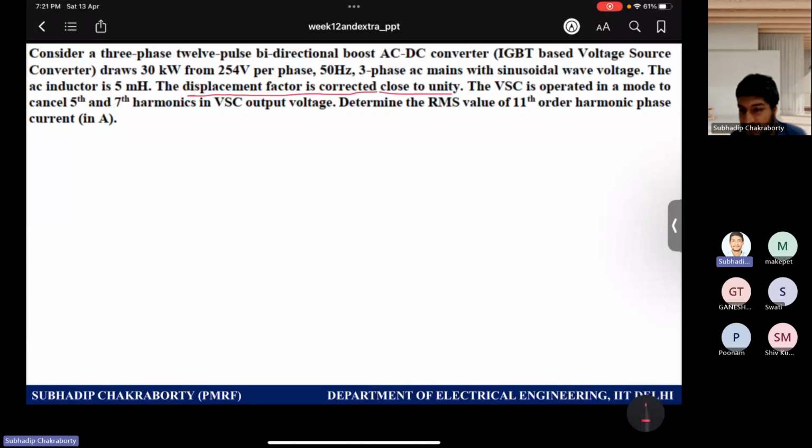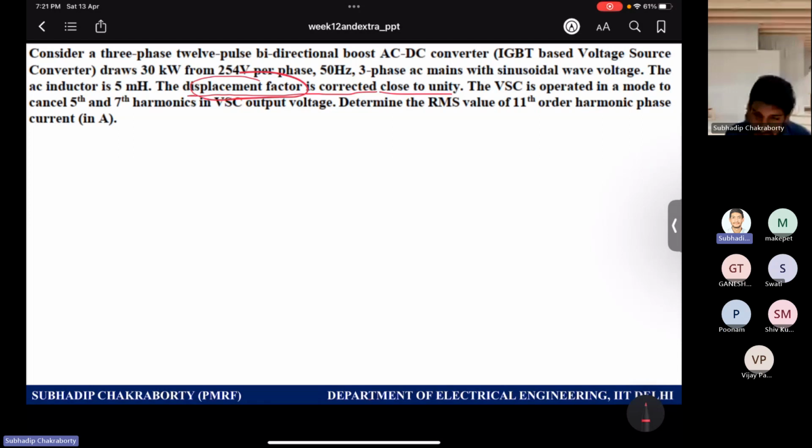If more losses are happening due to drawing more currents due to non-unity power factor at the supply side, then who will pay for the loss? That's why we want power factor regulation at the supply side. So displacement factor is corrected to unity, or whatever you learn about this kind of problems like PFC, AC-DC stage conversion, all those are talking about the PFC, the power factor correction of the supply side. First and foremost, this needs to be understood, right?